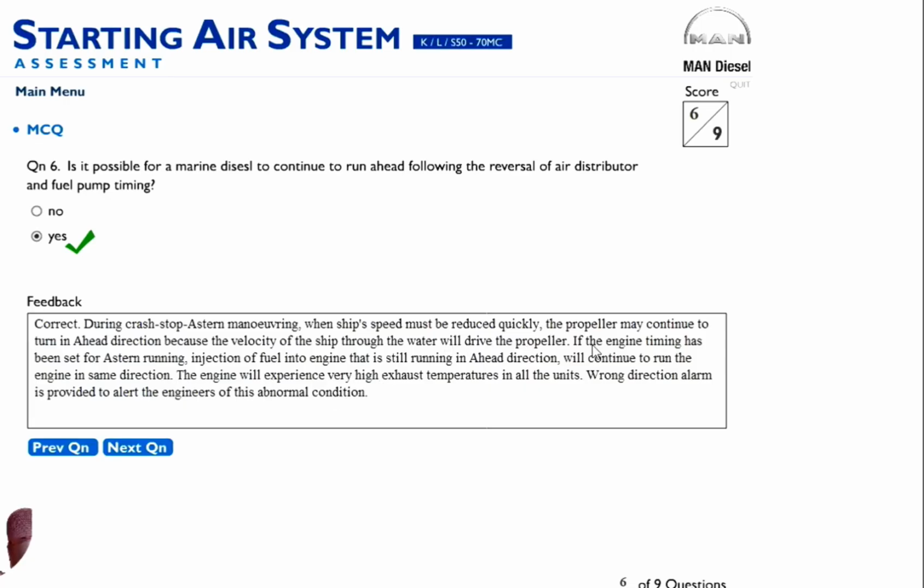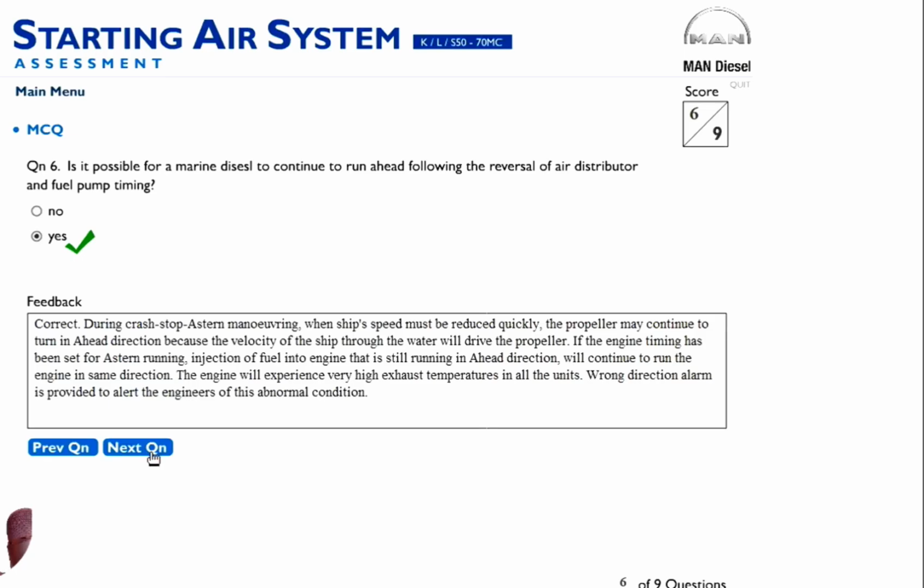Okay, if the engine timing has been set for astern running, injection of the fuel into the engine that is still running in a head direction will continue to run the engine in the same direction. The engine will experience very high exhaust temperatures in all the units, and a wrong direction alarm is provided to alert the engineers of this abnormal condition.